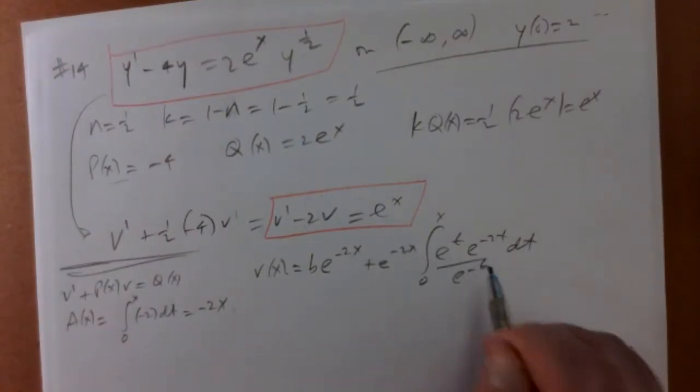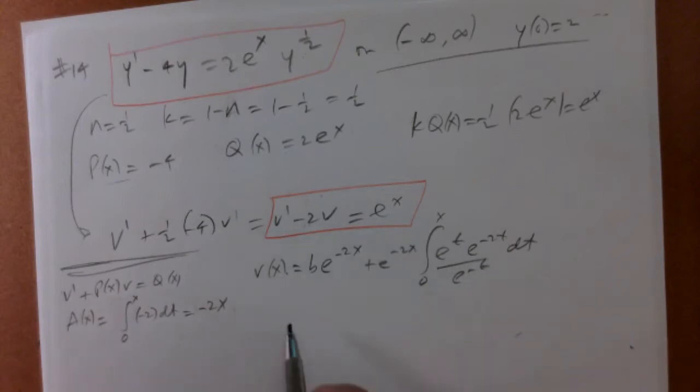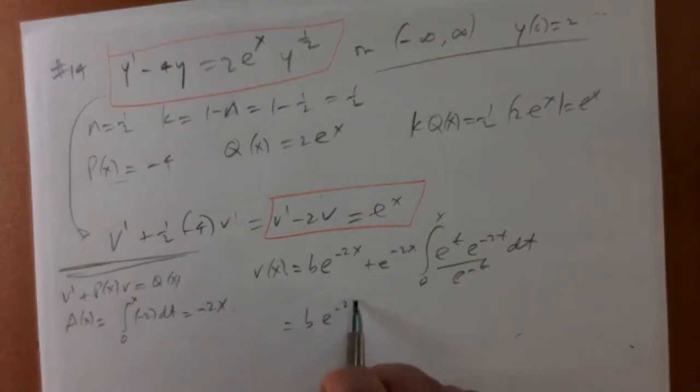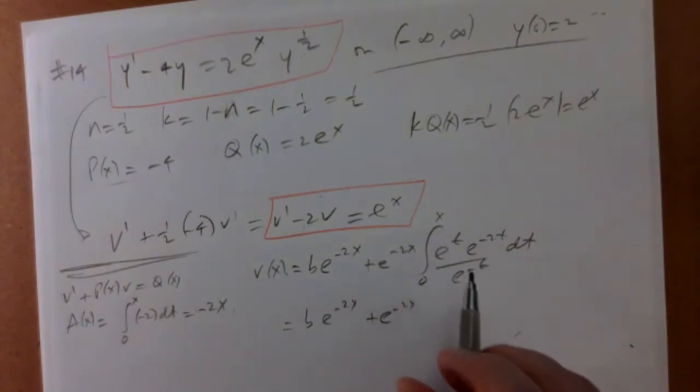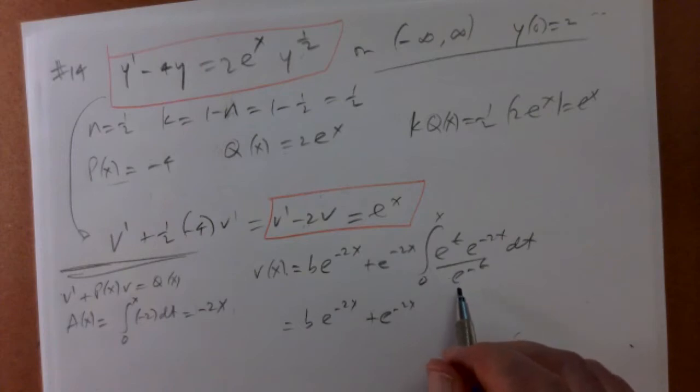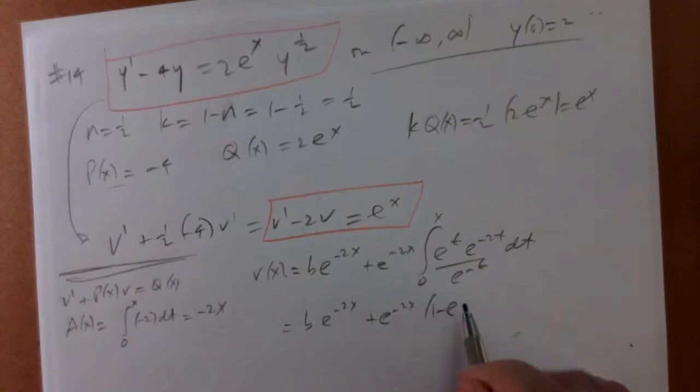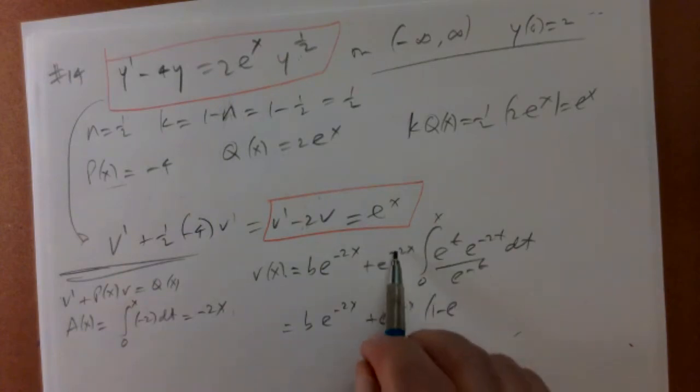This is e to the minus t. The integral of e to the minus t from 0 to x is minus e to the minus x from 0 to x, is 1 minus e to the minus x. Should be a plus.